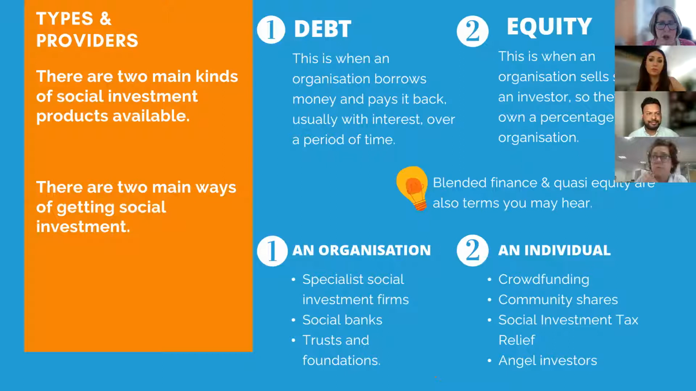Okay, so two types of investment generally, and we've got speakers that will talk to you about these two different types. There is debt, which is loans. That's when an organisation borrows the money and pays it back, usually with interest over a fixed period of time. On average, 3 to 5 years, sometimes 7 years, but usually it's slightly more short term. And then equity, this is when an organisation sells shares to an investor. So they own a percentage of the organisation.